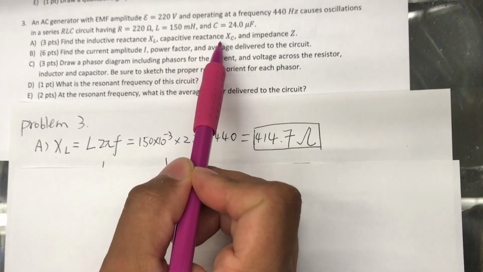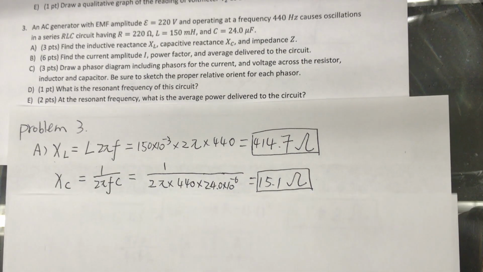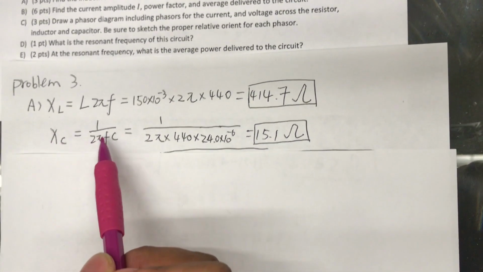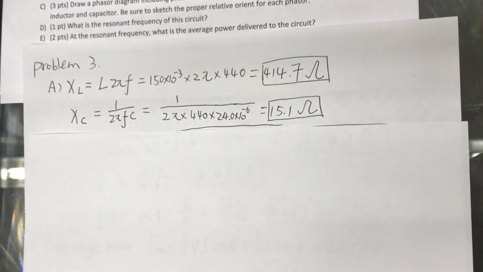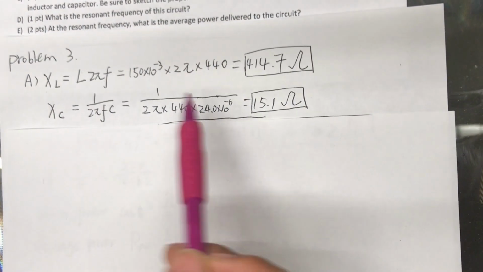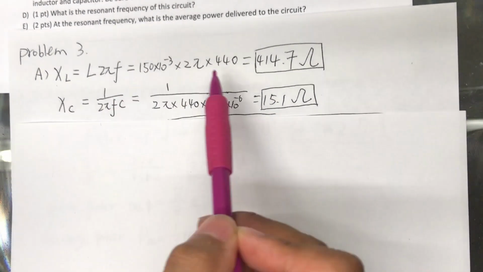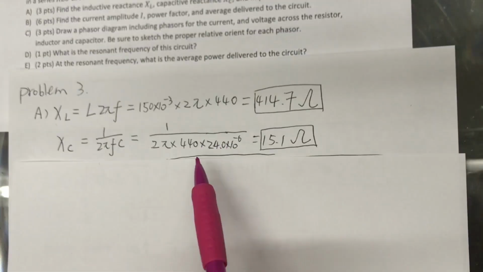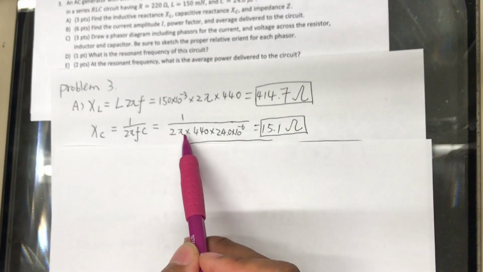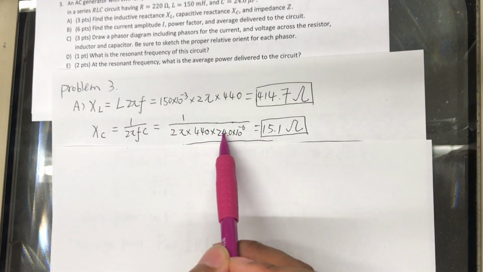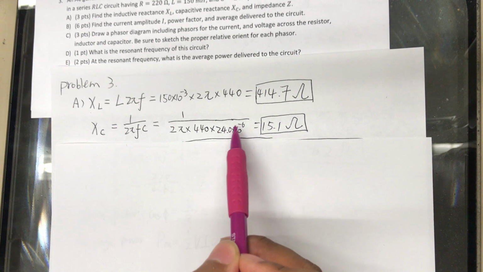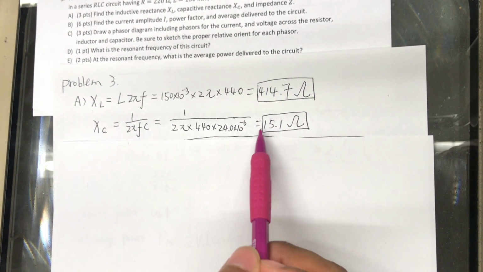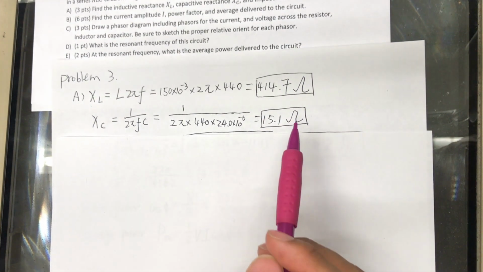Next, capacitive reactance. The equation, again, straightforward. X sub C equals 1 over 2 pi frequency capacitance. Plug and chug. The frequency, again, is 440 hertz, and the capacitance is 24 microfarads. So we substitute 2 pi times 440 hertz times 24 times 10 to the minus 6 because it's microfarads, and we will get 15.1 ohms.